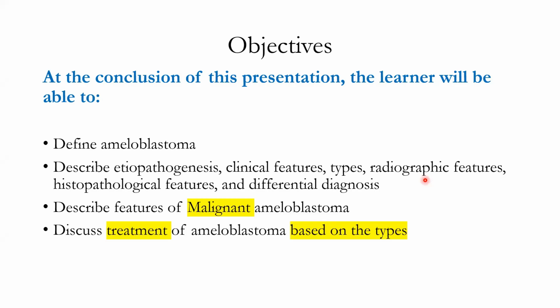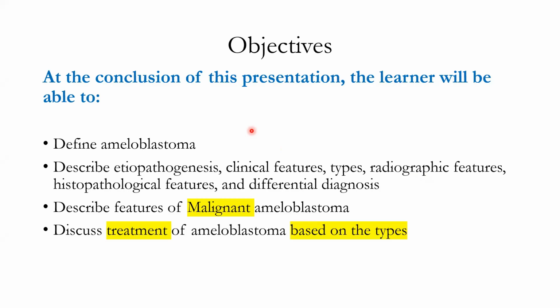Each lesson has to have an objective. So at the conclusion of this particular presentation, you will be able to define the tumor which we're going to discuss today, that is ameloblastoma, describe its etiopathogenesis, the features, that is clinical, radiographic, and histopathological features of each type of ameloblastoma, and the differential diagnosis of ameloblastoma.